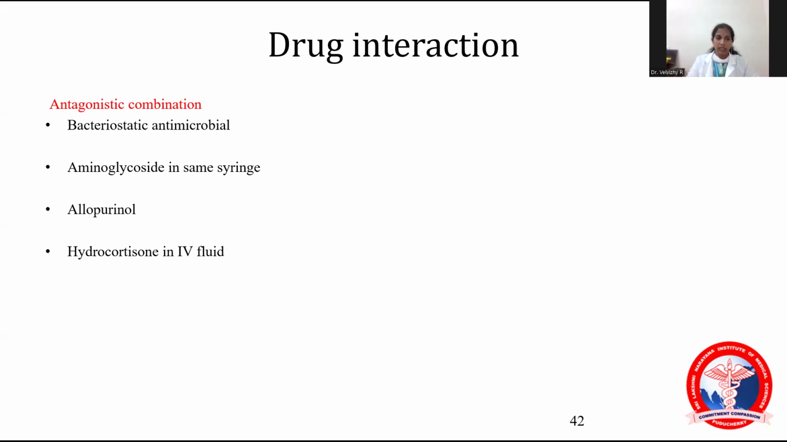And the last one is hydrocortisone. It is the same as aminoglycoside. We can't combine hydrocortisone with penicillin in the same syringe or IV fluids. Suppose we are infusing normal saline, we can't add hydrocortisone, penicillin, everything in that. So we have to give separate injections of hydrocortisone and penicillin.